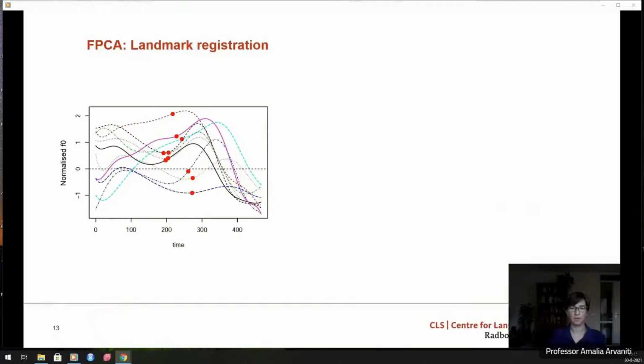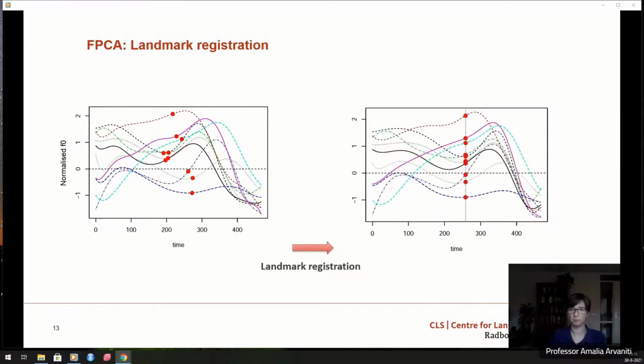So landmark registration aligns the important events and allows for interpretation of results. Here we have several curves, and the red dots indicate the location of the landmark. So what happens is that these points, the landmarks, are aligned in time, and they're aligned to the mean landmark time. So by having these aligned, you're able to interpret the results.